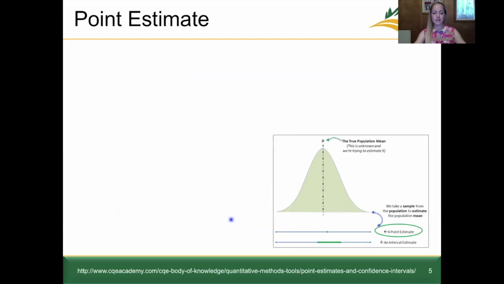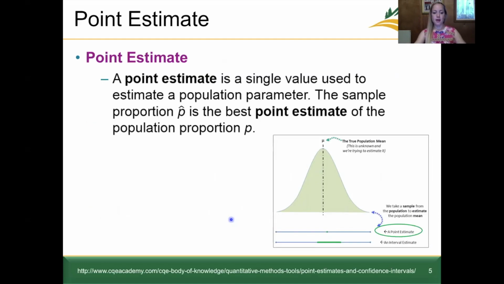So let's first define a point estimate. A point estimate is a single value used to estimate a population parameter. For instance, the sample proportion, or p-hat, is the best point estimate, so the best single value, of the population proportion, or just lowercase p.